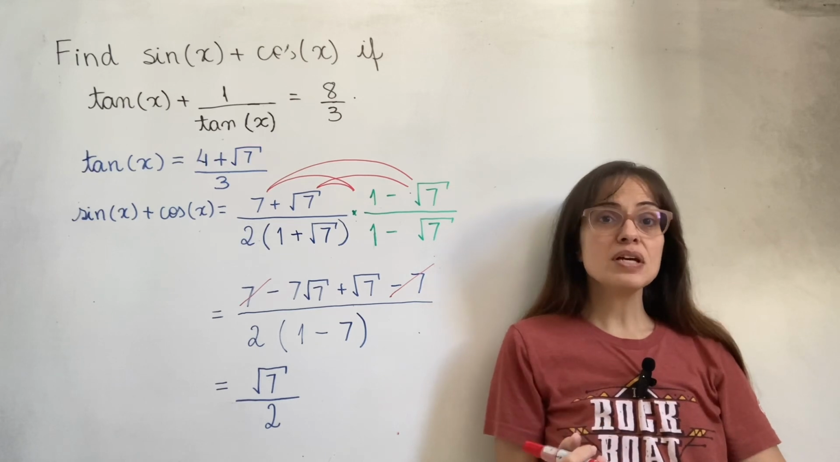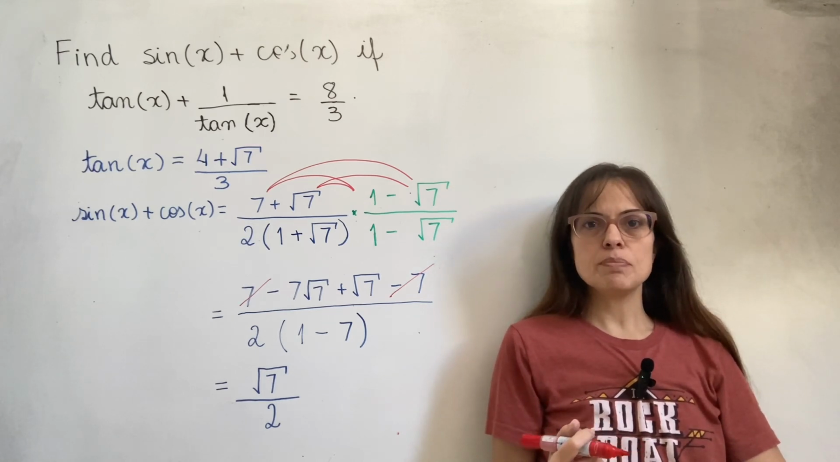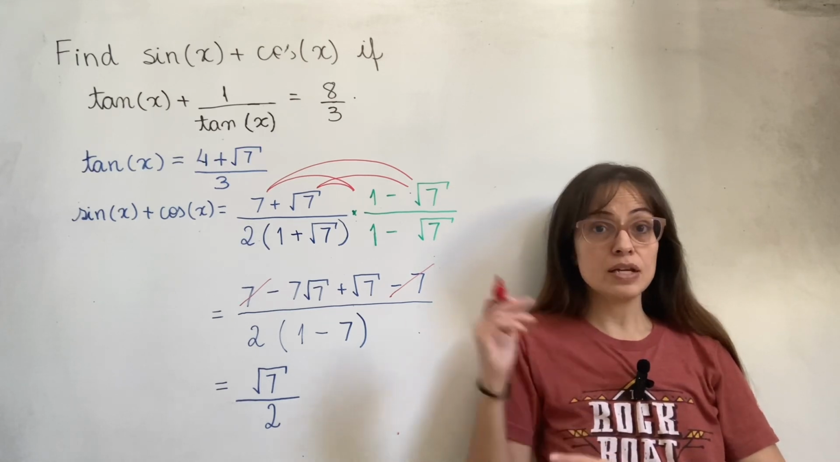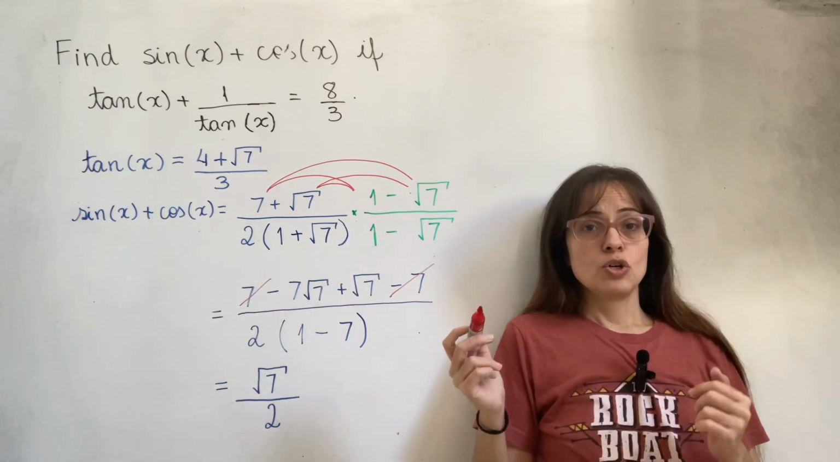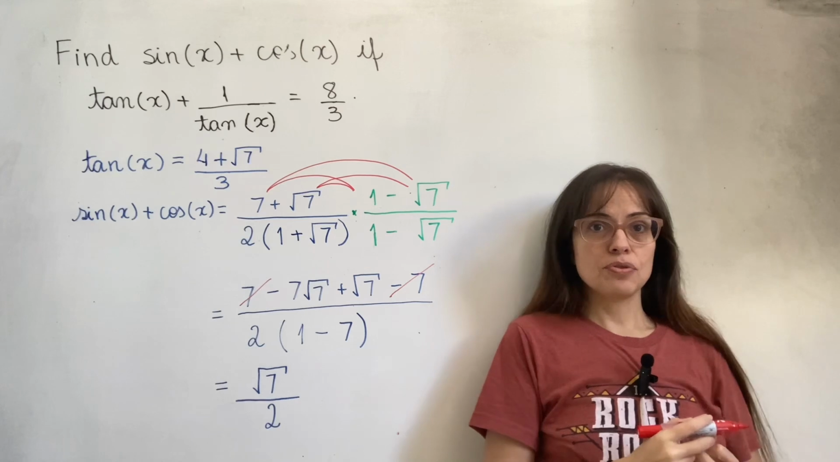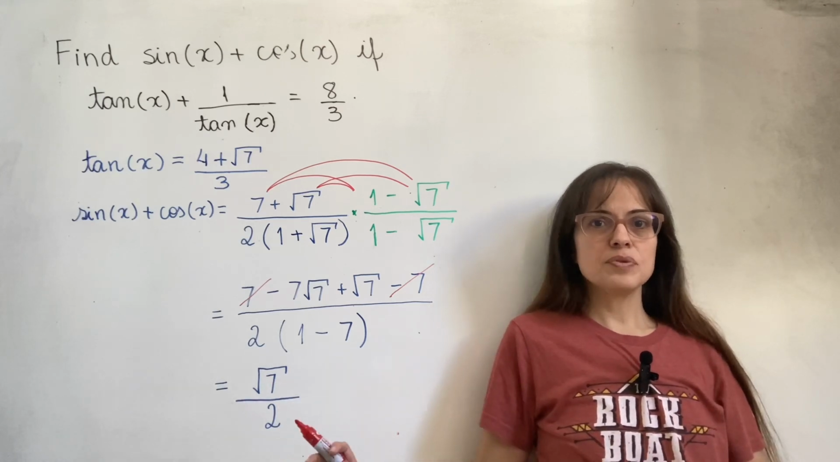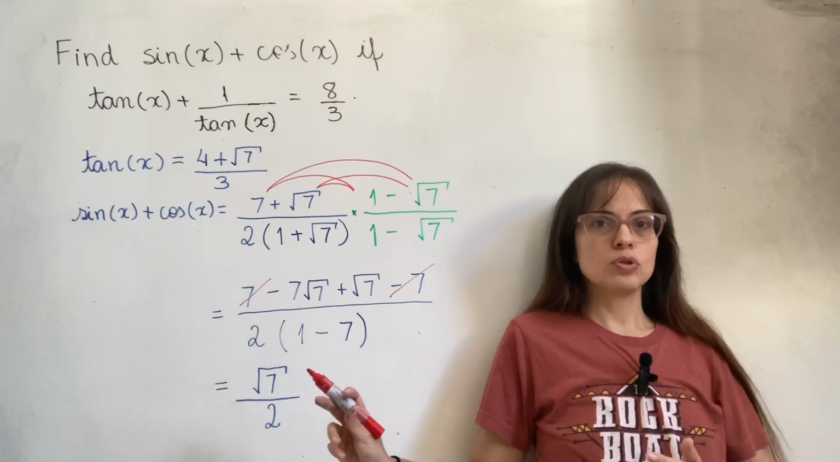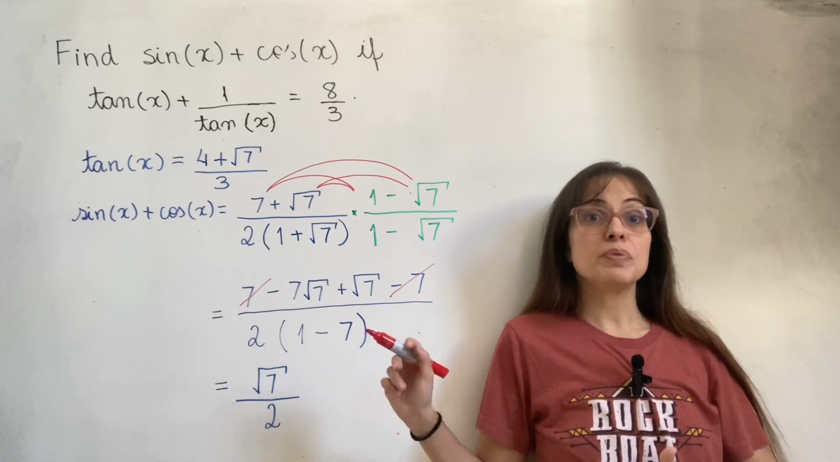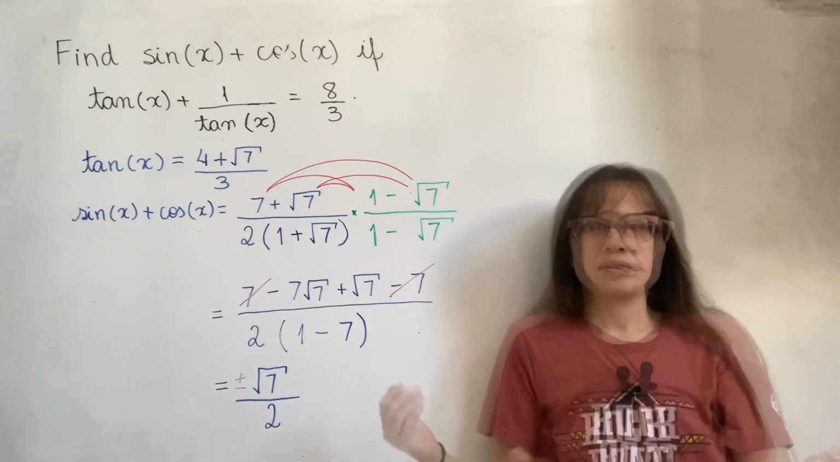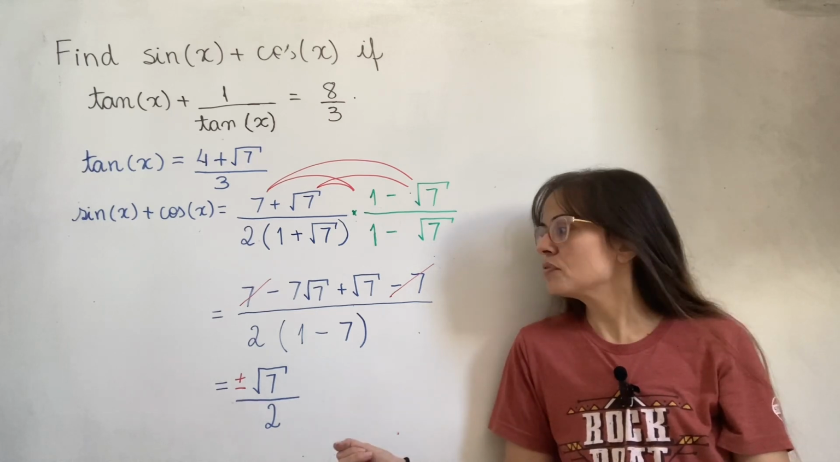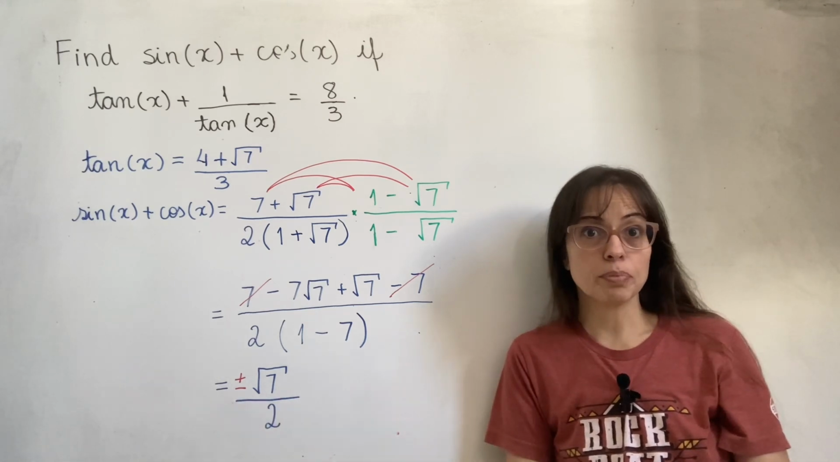Now, if you remember that in the beginning of the video, I mentioned that the tangent was going to be positive, but the angle x could be either in the first or the third quadrant. This is the answer in the first quadrant because both sine and cosine were positive. So when you add them up, it's a positive number. If they were both negative instead, then you would have found the negative version of the number. So I'm fixing that by putting a plus or minus.